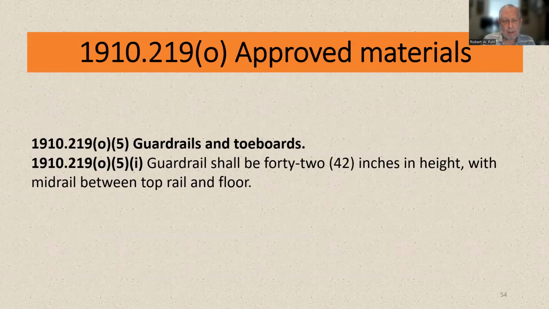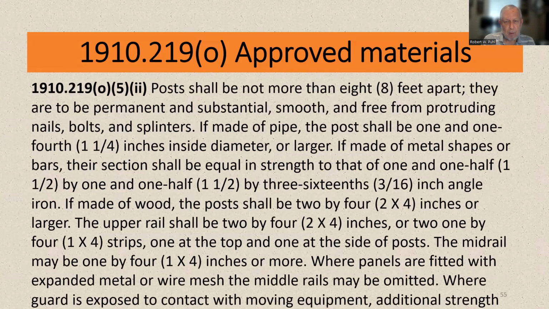Rope and chain drives. The guardrails. Guardrails should be 42 inches in height with a mid-rail between the top rail and the floor. Posts shall not be more than 8 feet apart. They are to be permanent and substantial, smooth and free from protruding nuts, bolts, and splinters. If made of pipe, the post shall be 1 1/4 inches inside diameter or larger.